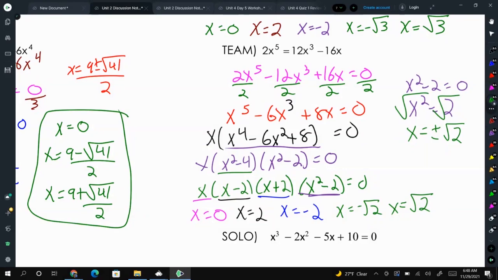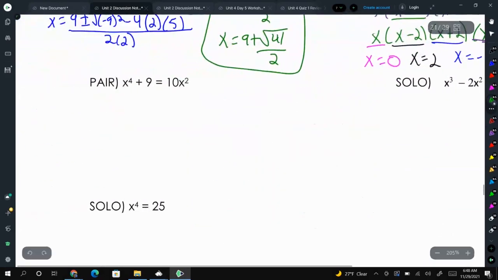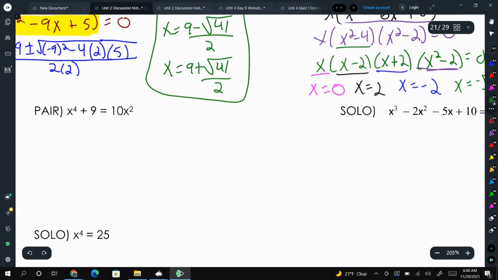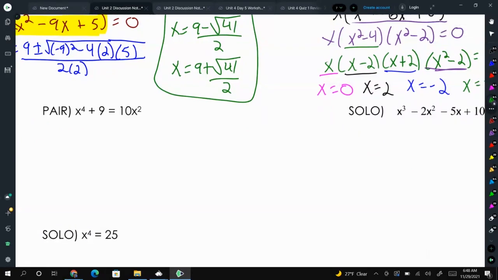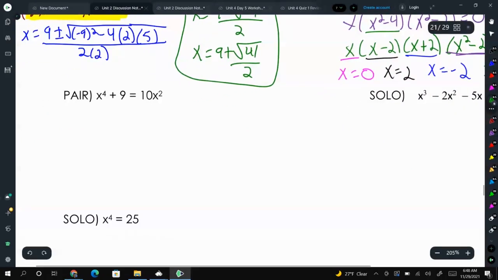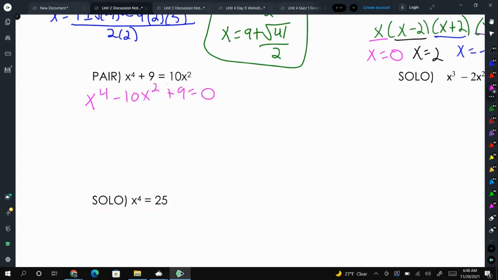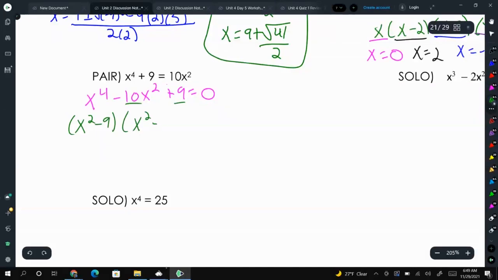Now, the last ones down here, I know that they say solo and pair, but I'm going to walk you through these as well. So we're going to subtract 10x from both sides. So we have x to the 4th minus 10x squared plus 9 equals 0. Then we want to ask ourselves, what two numbers multiply to 9 but add to negative 10? That's going to be negative 9 and negative 1.